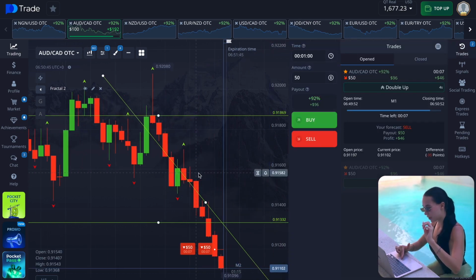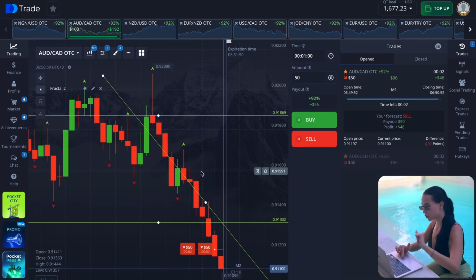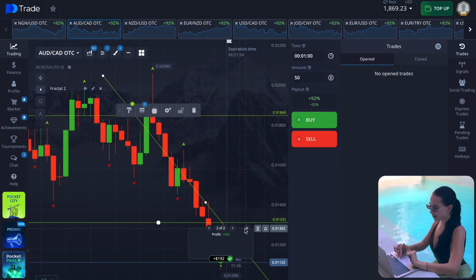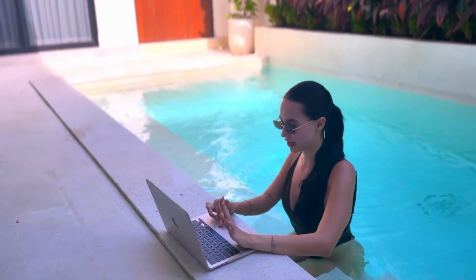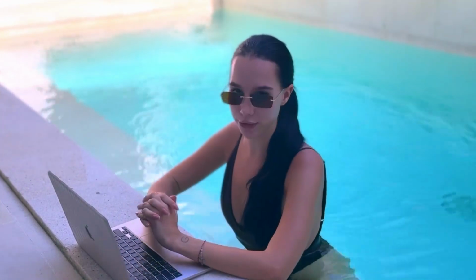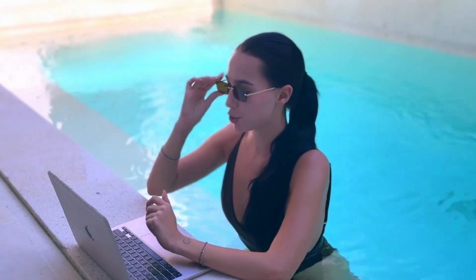Here we have it, just 5 seconds, 4, 3, 2, 1, and we're closing this trade. Okay, I'm super happy. Actually, the market is pretty good today, even though it's Saturday. But actually, for the last few days, we could see a lot of volatility on the market. I hope next week it's going to be much easier.